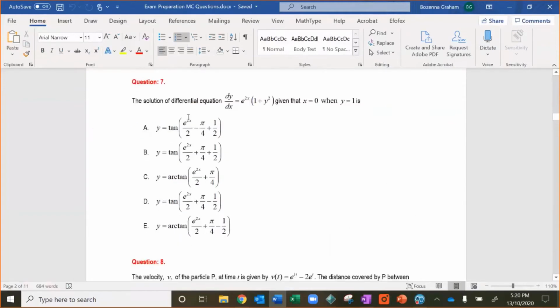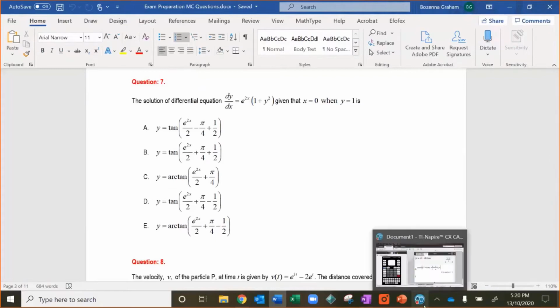Now, solving differential equations. dy/dx is e to the power 2x times (1 plus y squared), given that x is 0 when y equals 1. So we'll be using this solve with the initial condition, noticing that all the answers are given as y equals, so we'll have to obtain one of those on a calculator.